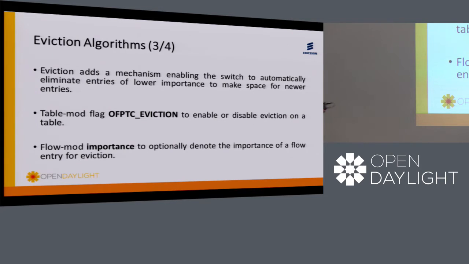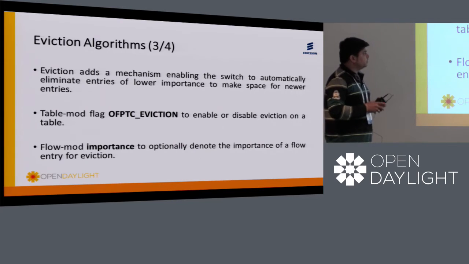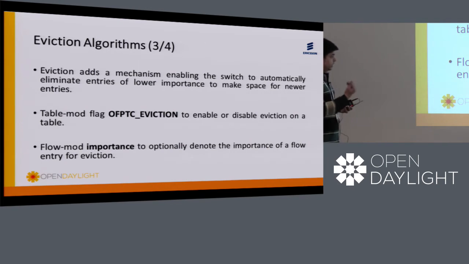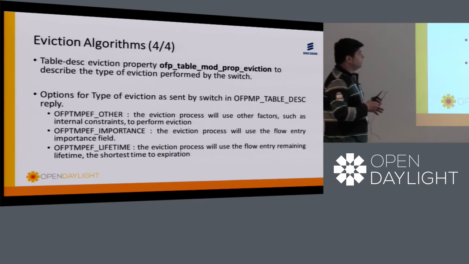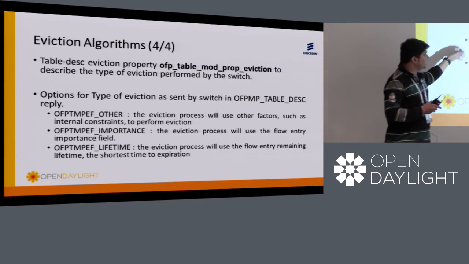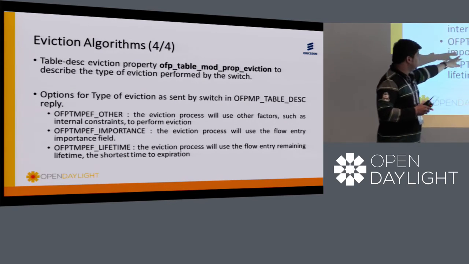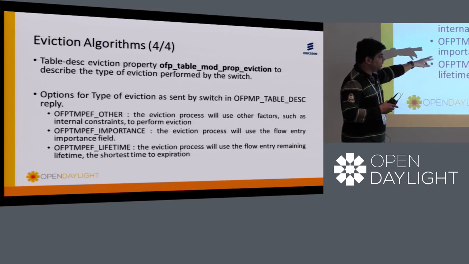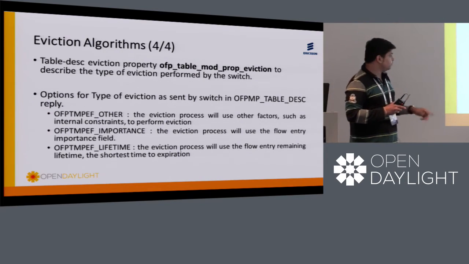In the table mod message which goes from the controller, we enable a flag saying we want to perform an eviction, and the switch honors that request, and the switch tells on which basis we can perform the eviction. So these are the particular ways in which the switch can perform. One can be the importance flag. Based on the importance flag, the higher the importance, the lesser the chance of the flow getting evicted.